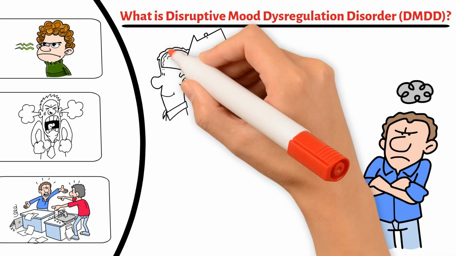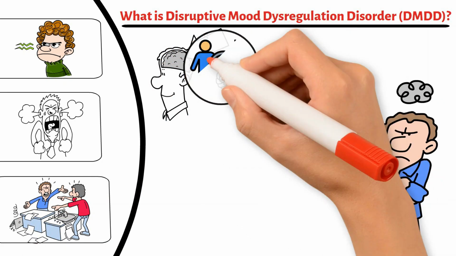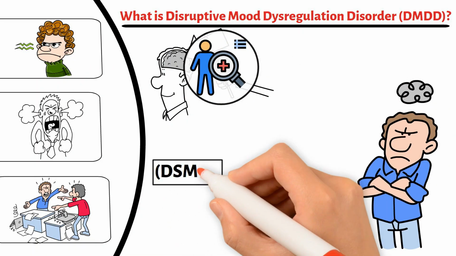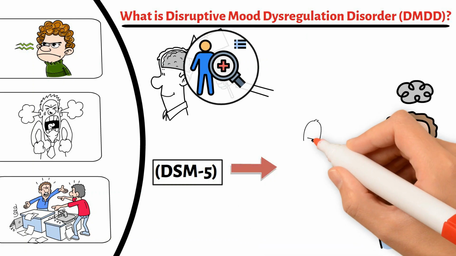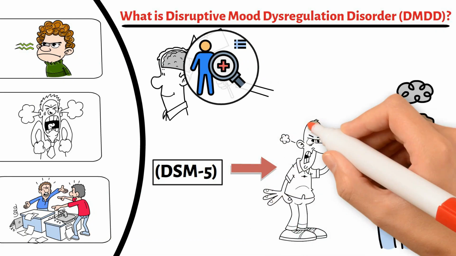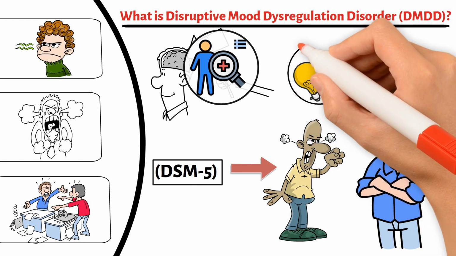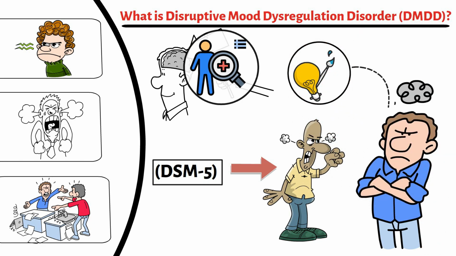This condition was included in the Diagnostic and Statistical Manual of Mental Disorders, 5th edition, DSM-5, to address the need for a distinct diagnostic category for children with chronic severe irritability. I hope you now have a slight idea about what Disruptive Mood Dysregulation Disorder, DMDD, is.